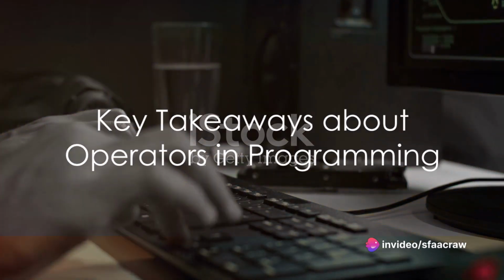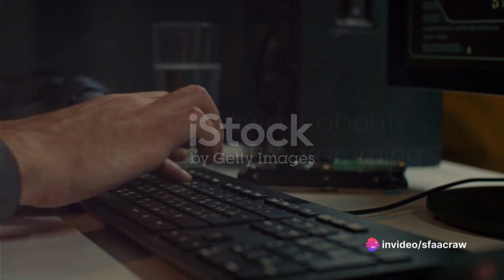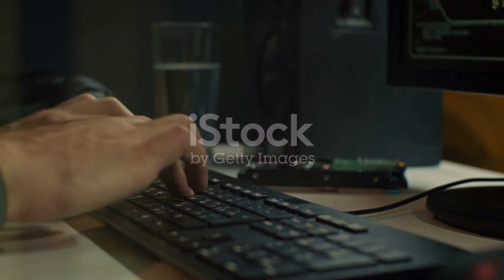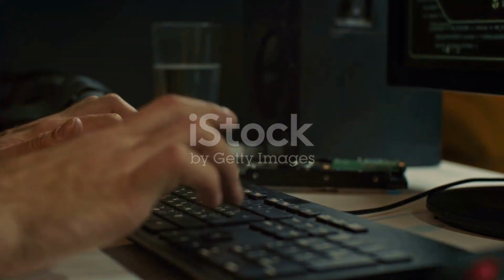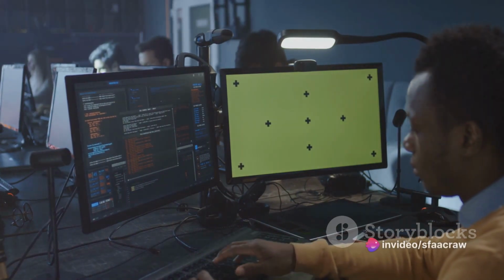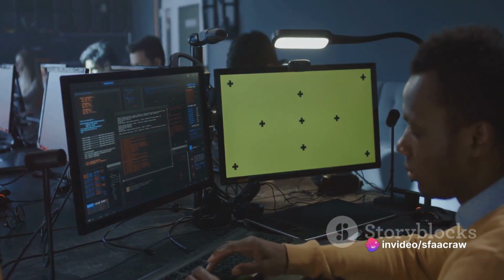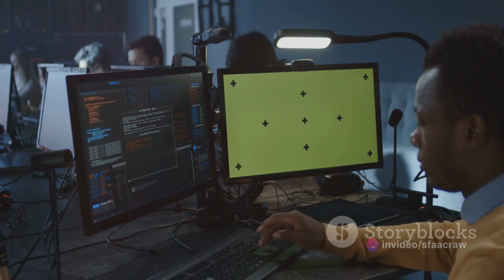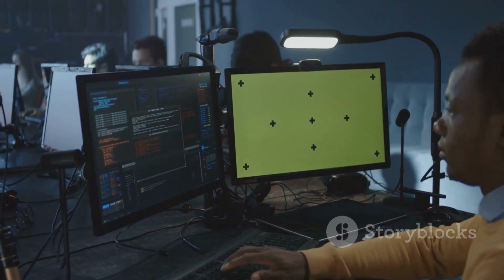So, what have we learned about the role and functionality of operators in programming languages? Well, operators are truly the backbone of programming. They allow us to perform essential tasks like mathematical computations, logical decisions, and manipulating data. Without them, our code would lack the power and flexibility to solve complex problems.